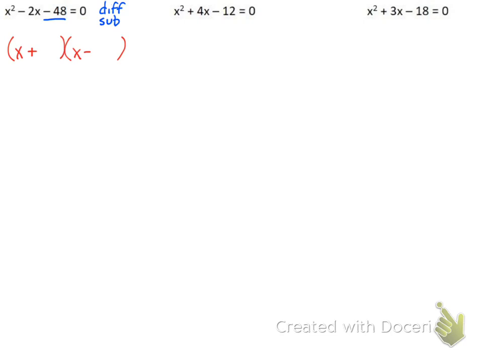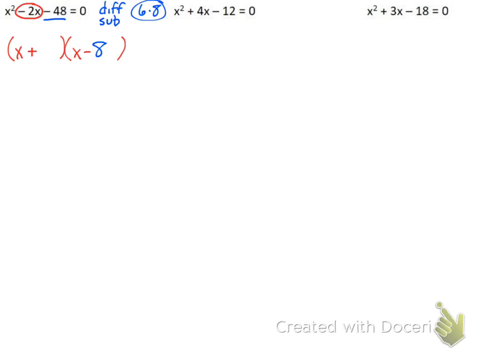48 and 1, 24 and 2. The one that's going to end up working is going to be 6 times 8. 6 times 8 gives me 48. It also has a difference of 2. And so again, I want them to add together to get -2 when I put them in their respective places. And so when I do that, I should get a -8 and a +6. So the 8 goes with the minus sign, and the 6 goes with the plus sign.